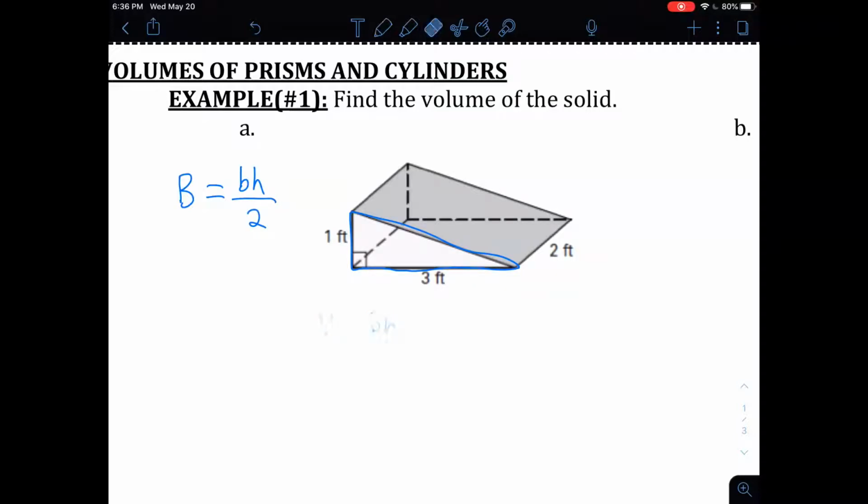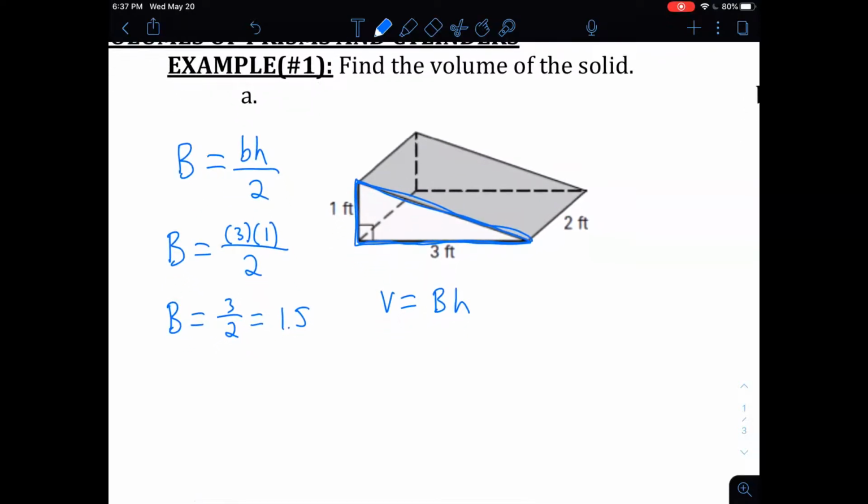I'm going to move this over a little bit. Okay, so what is the base of that triangle there? It is 3. And what's the height of the triangle? It is 1. We're looking at this blue triangle right here. All over 2. So the area of the base is going to equal, what's 3 times 1? 3 times 1 is 3. 3 divided by 2 equals 1.5. So the area of the base of that prism is 1.5.